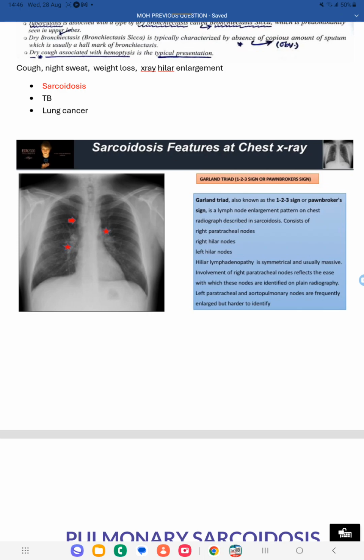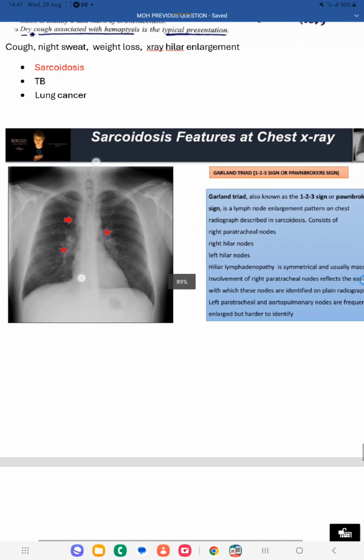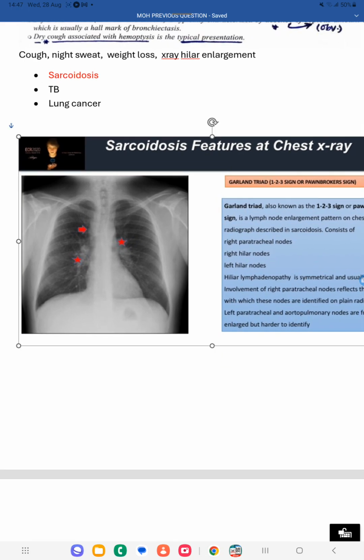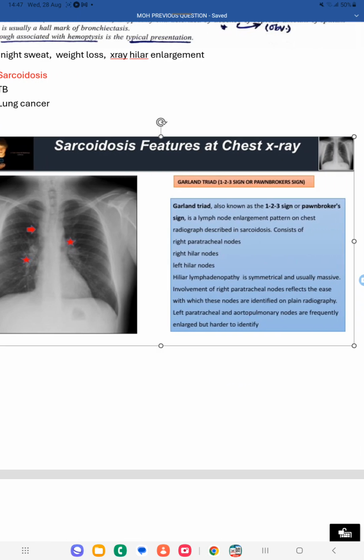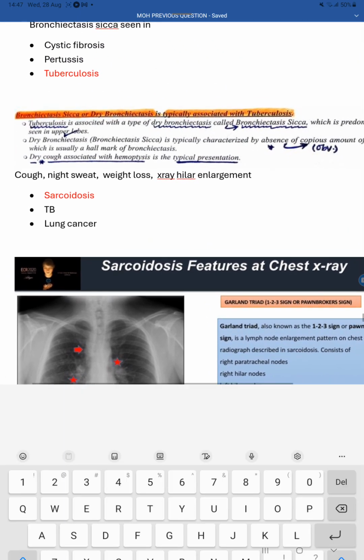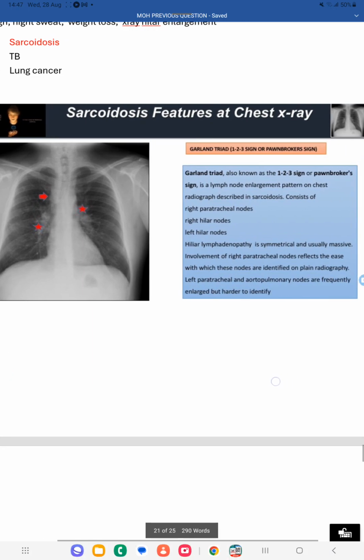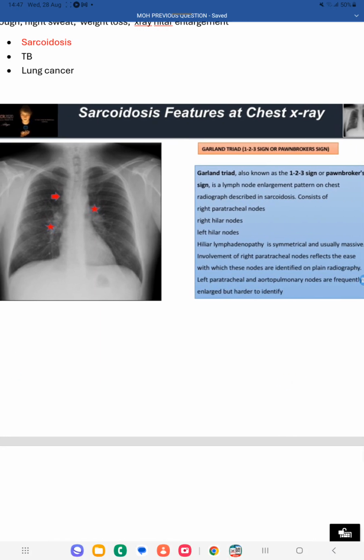That hilar enlargement is known as Garland triad, or otherwise known as the 1, 2, 3 sign. You can see in this picture they have marked the arrows in red color, that is 1, 2, 3. So that is the 1, 2, 3 sign, or otherwise known as Pawn-Broca sign. It is lymph node enlargement happening in the chest X-ray.